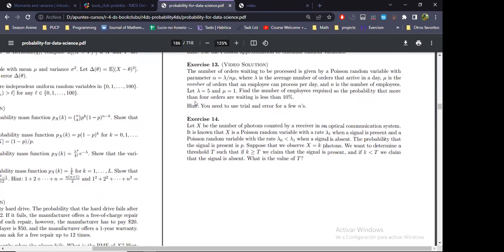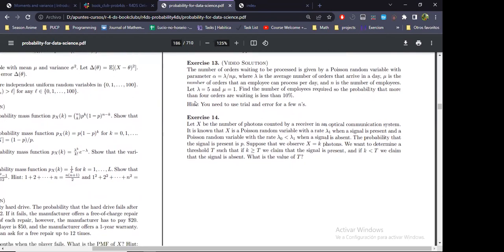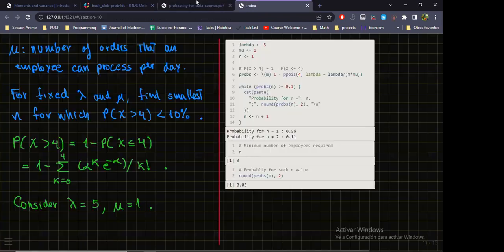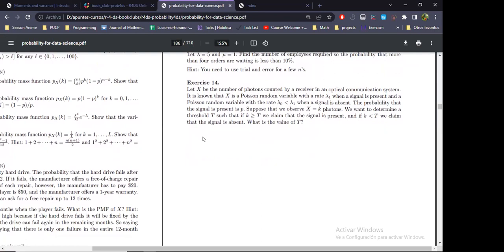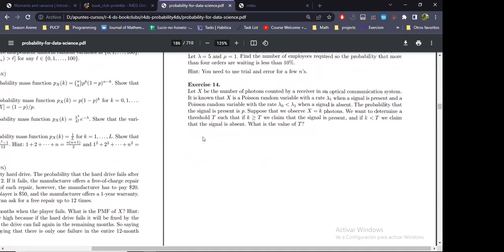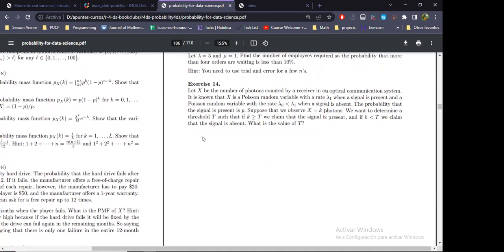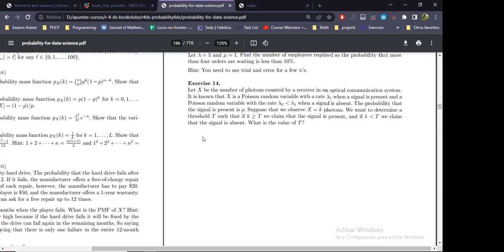Another interesting problem, but I didn't get to solve it at least. Exercise 14. Let X be the number of photons counted by a receiver in an optical communication system. It is known that X is a Poisson random variable with rate lambda 1 when a signal is present, and a Poisson random variable with rate lambda 0, smaller than lambda 1, when a signal is absent. The probability that the signal is present is p.